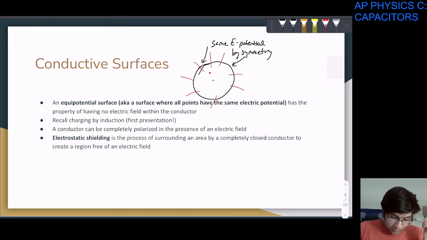A conductor can be completely polarized in the presence of an electric field. You put a conductor in an electric field, and you'll see the particles move in accordance with the electric field. Electrostatic shielding is the process of surrounding an area by a completely closed conductor to create a region free of an electric field. So if you're sitting inside of a spherical conductor, like a big sphere around you, there's no electric field inside, right? So you're being shielded.